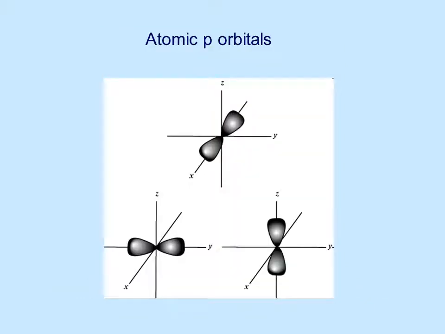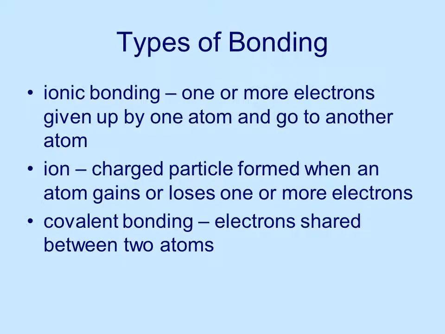Reminder that the p orbitals, there are 3 p orbitals, each of which can hold a maximum of 2 electrons, and they're geometrically distinct from one another. They're oriented differently in three-dimensional space.